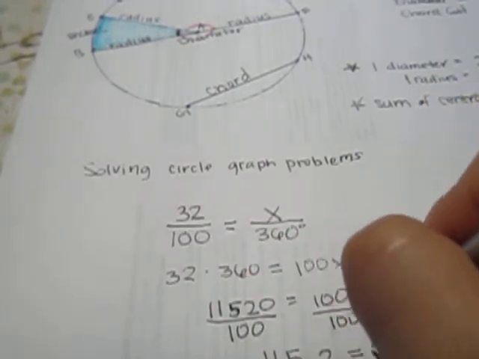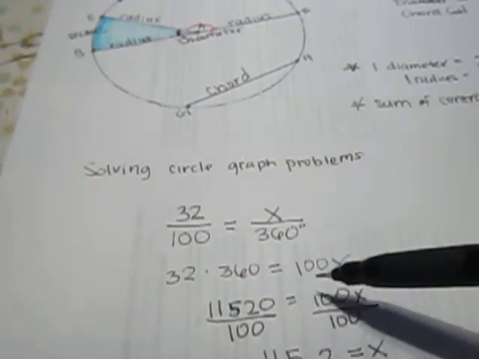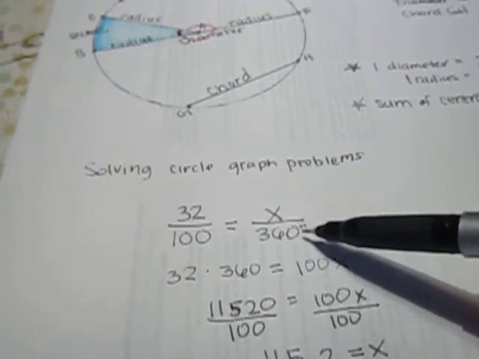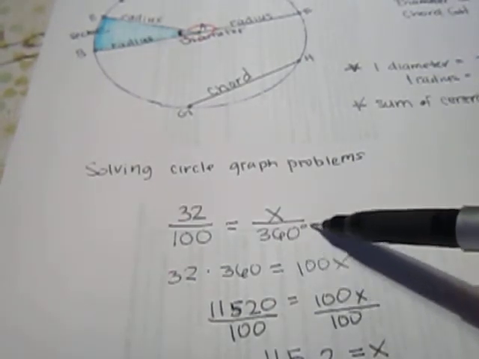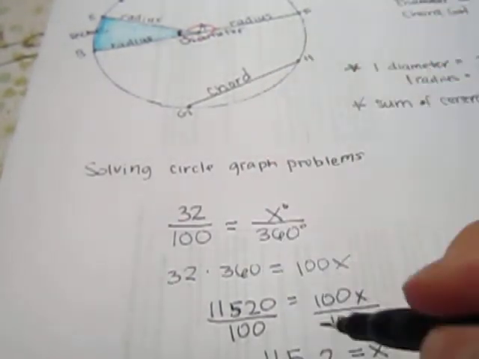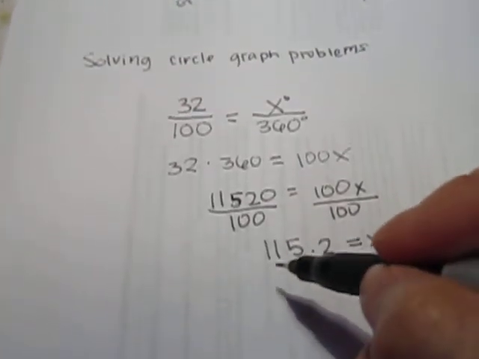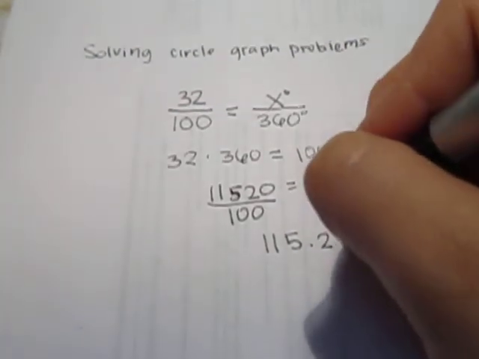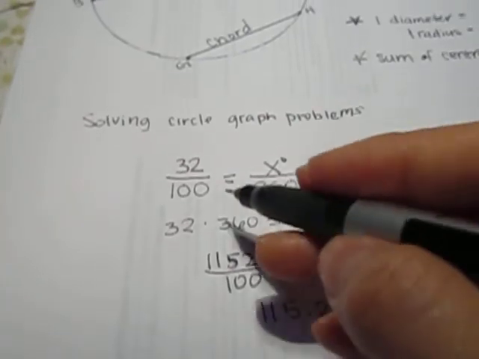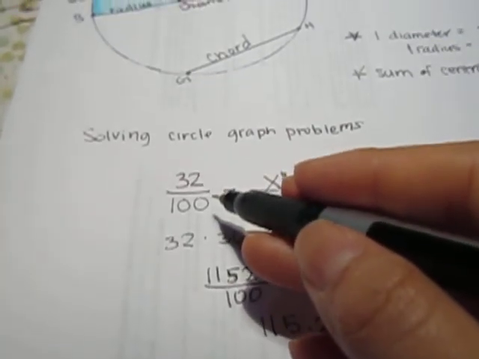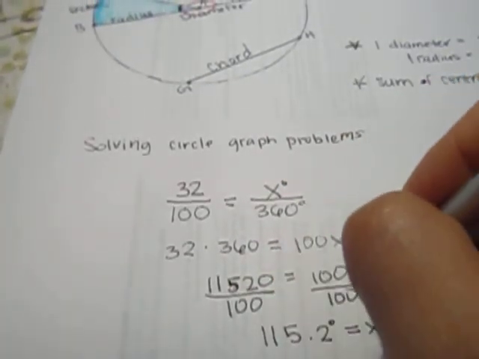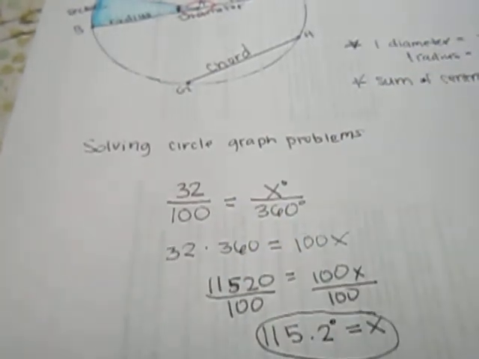And you end up getting 115.2 equals x. Go back to the original problem and say, okay, when we're solving for x, what were the units? I noticed that we're looking at 360 degrees, so x is also degrees. So this answer that we have down here is 115.2 degrees. It represents the 32% that are against keeping the penny. So we have solved the problem. Okay, that's it for today.